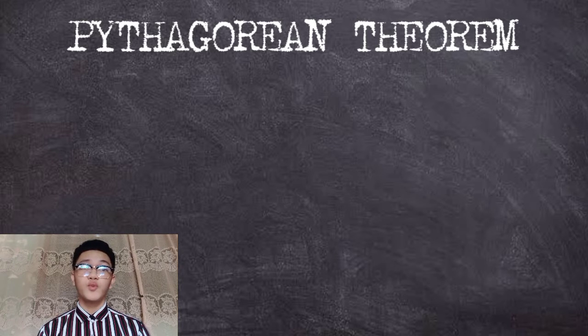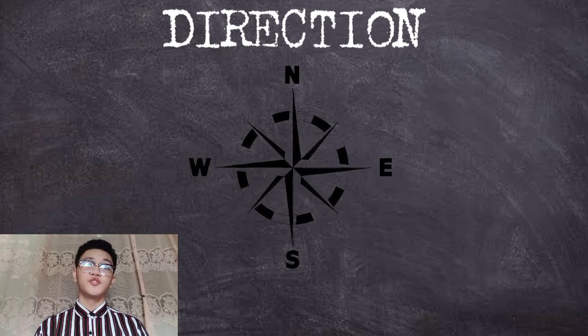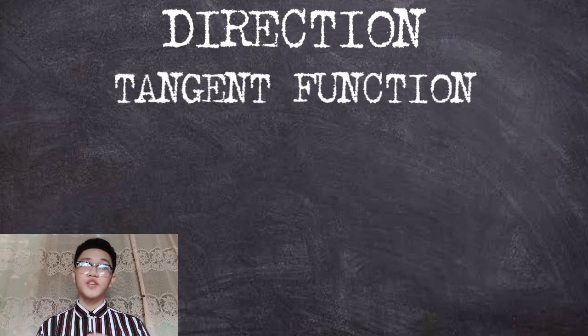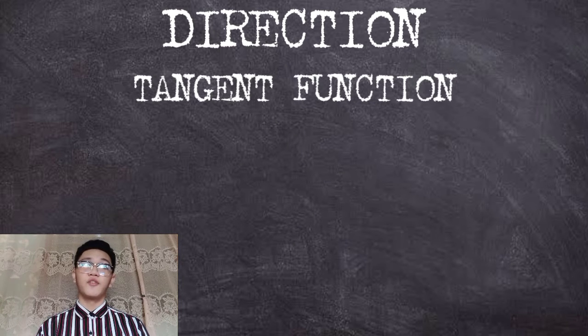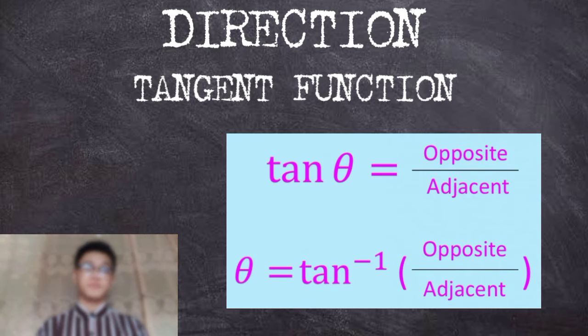In magnitude, we will use the Pythagorean theorem, which has the formula of r squared is equal to x squared plus y squared, or we can simplify it as r is equal to square root of x squared plus y squared. For direction, we will use the north, east, south, and west, and we will use the tangent function, which has the formula of theta is equal to tangent inverse of opposite over adjacent.